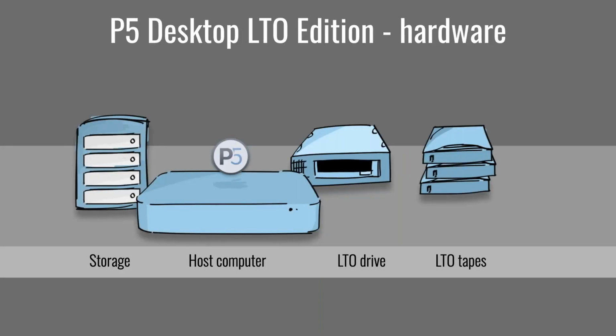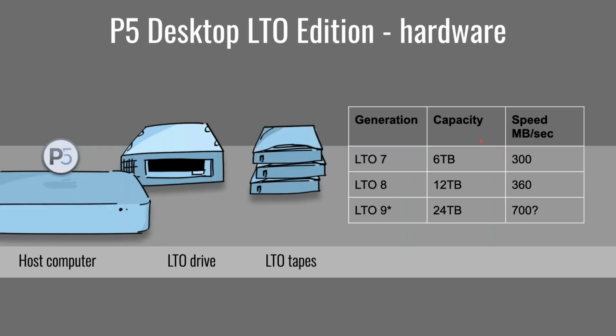This is what your hardware configuration for this license might look like. So I've got our host here being a Mac Mini. This is where P5 is running. You might have some external direct attached storage. Then you're going to have your LTO drive, which will be Thunderbolt, SAS or Fibre Channel, and then as many tapes over here as you want to purchase.